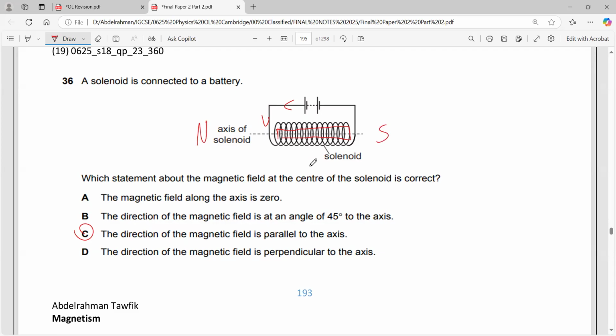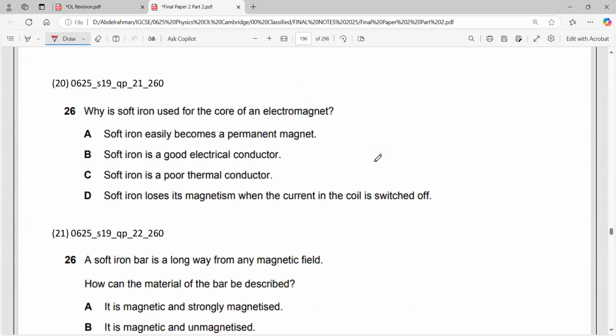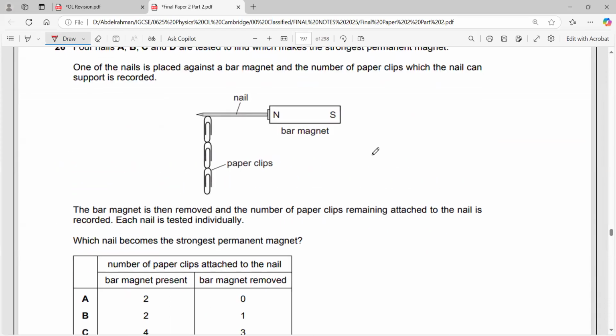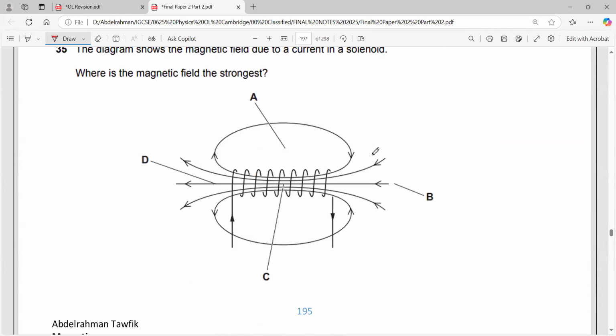Okay, North and South. I'm trying to find more difficult questions actually. These are very easy questions. All of these are quite easy questions. Again, see, for this question, the current is moving in which direction? It's moving in this direction. And you have the core in the middle.